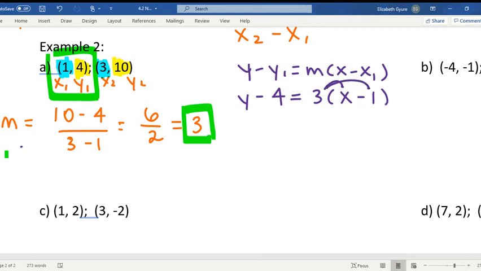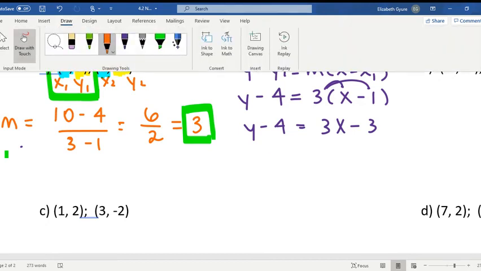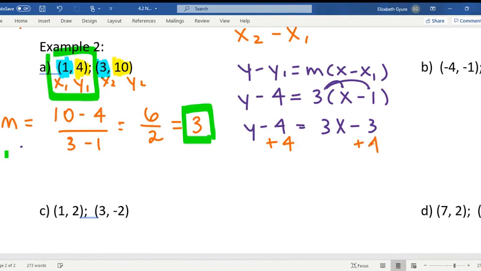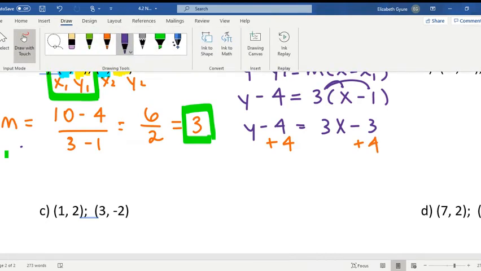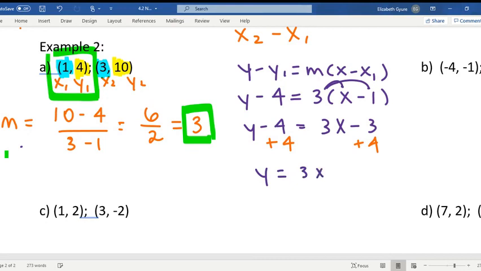Distribute. Good. So y minus 4 equals 3x minus 3, because 3 times 1 is 3. And then what's my final step? Very good. Yeah, we have to add our 4 over. It's on the wrong side. So we're going to move our 4 over to get y equals 3x. And what's negative 3 plus 4? Positive 1. Good. Very good. Takes a little longer, but it's just really one extra step.